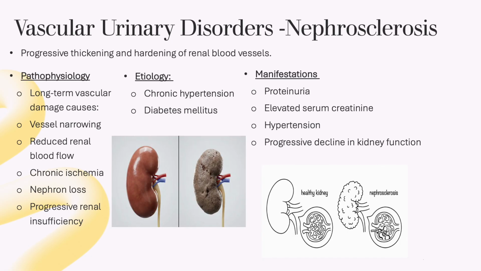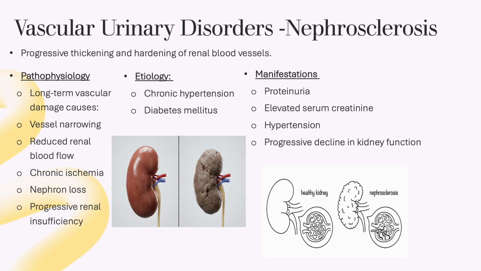So vascular urinary disorders include nephrosclerosis, right? As you can see here, this is an ischemic state where the nephrons are not getting enough blood flow. Nephrosclerosis refers to the thickening and hardening of renal blood vessels. The two most common causes are chronic hypertension and diabetes mellitus, the two big culprits, which influence almost every part of your body.